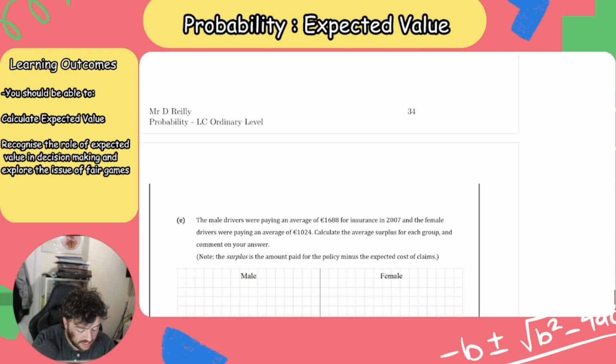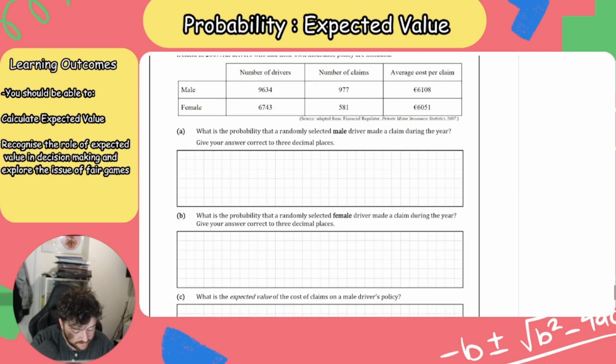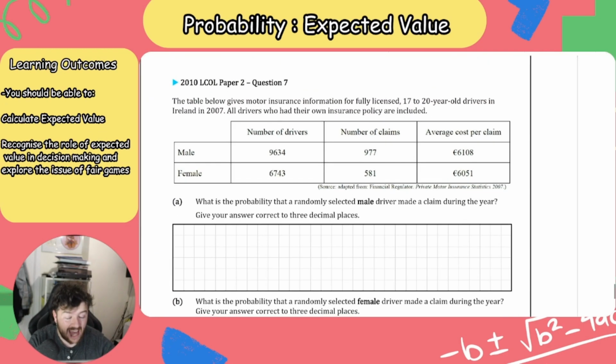Finally, now let's look at the last question here. This is from the 2010 paper 2, question 7. The table below gives motor insurance information for fully licensed 17 to 20-year-old drivers in Ireland in 2007. All drivers who had their own insurance policies are included. There's the number of male drivers, the number of claims, the average cost per claim, and the same for female drivers.